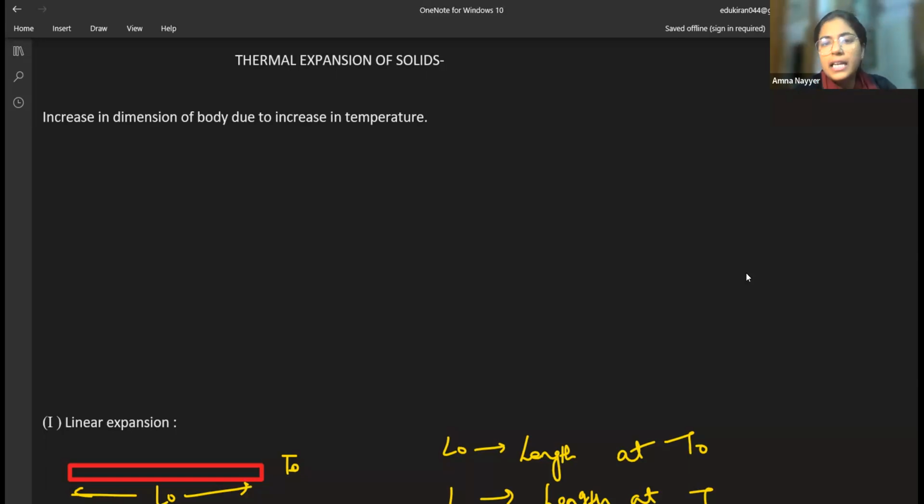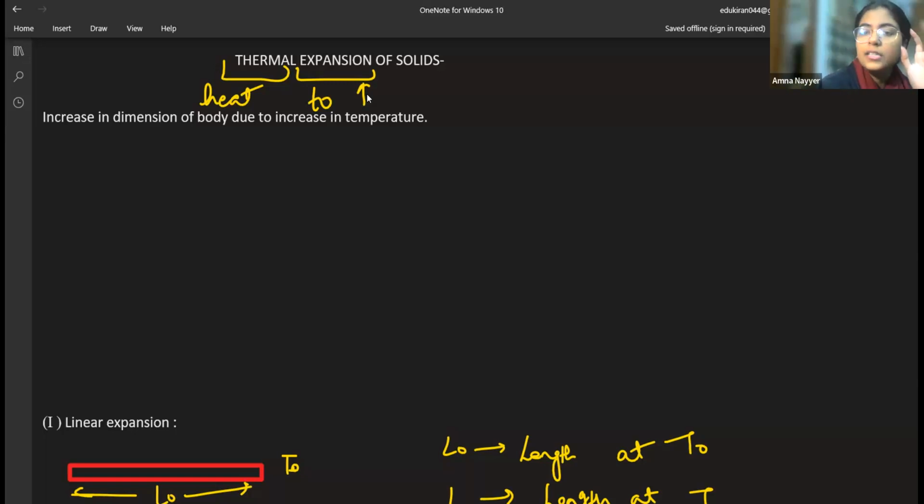Now, when I use the term thermal expansion, thermal means heat, and expansion means an increase in size. So thermal expansion of solids means the solid's area, volume, these quantities are increasing just because of heat. When the cause behind it is heat, we call it thermal expansion of solids.